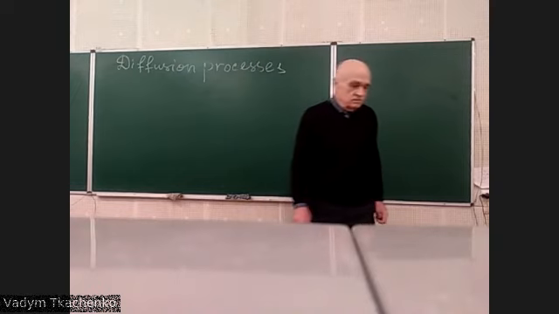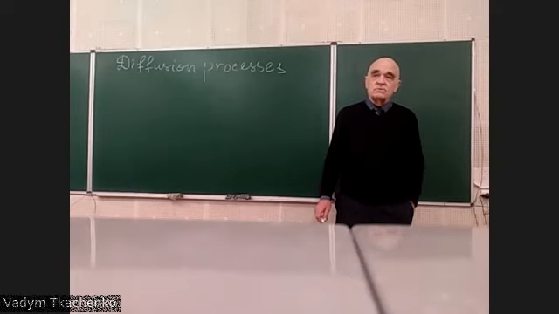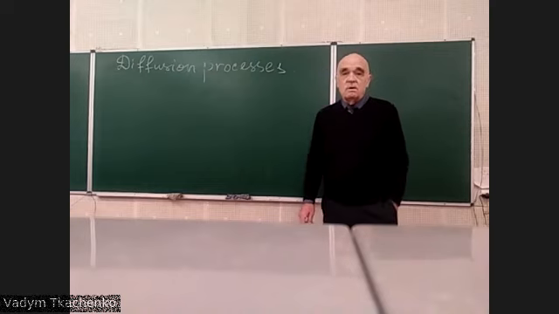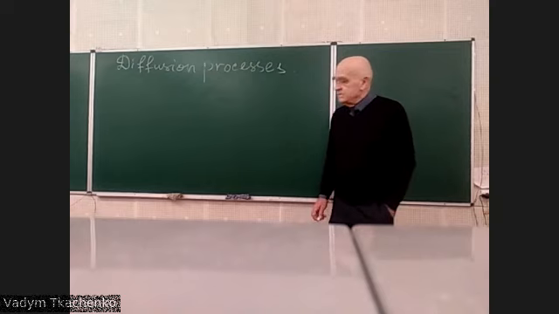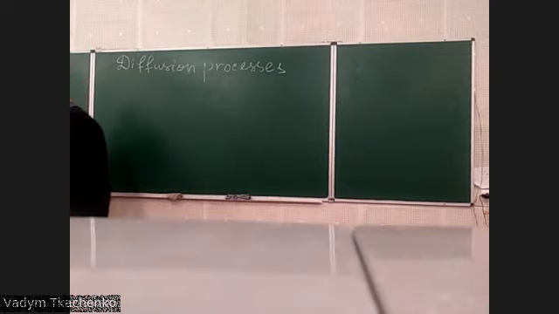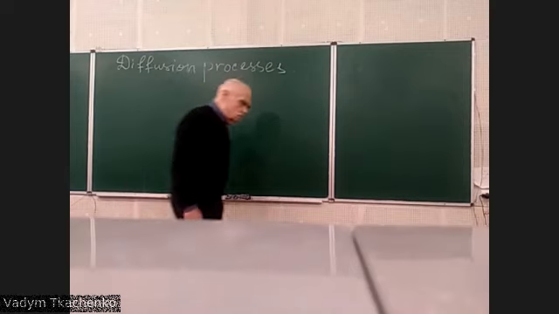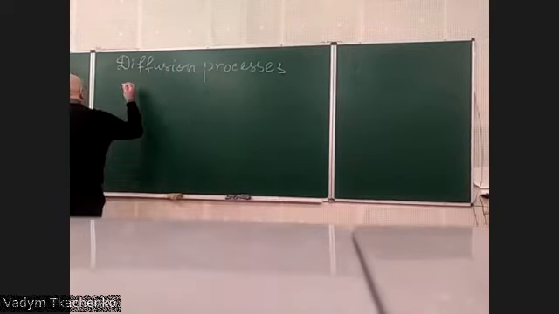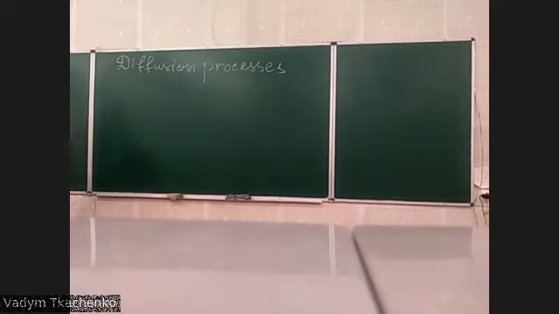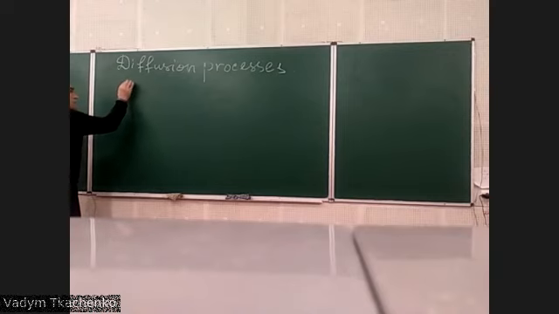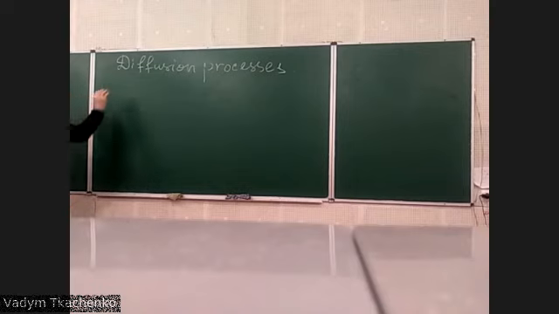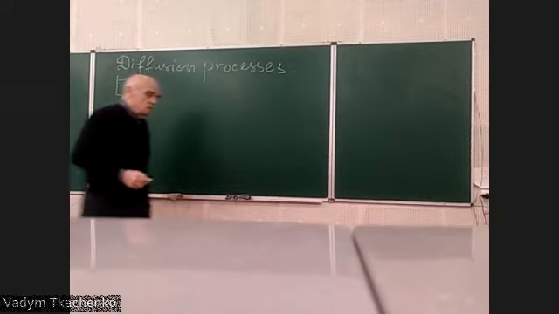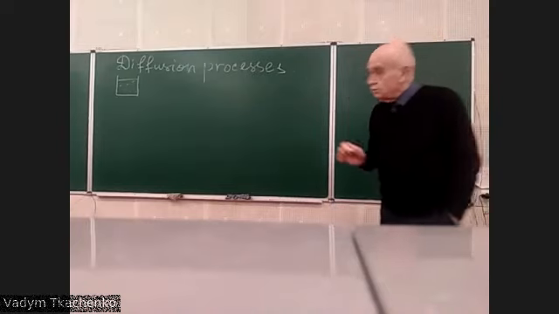When speaking about the very beginning of the theory of diffusion processes, one should mention an English botanist by the name of Robert Brown, who discovered a phenomenon that can be called Brownian motion. Almost 200 years ago, he took a grain of flower pollen and put it into a liquid and started observing its behavior through a microscope.